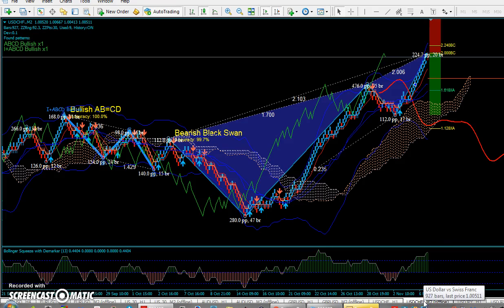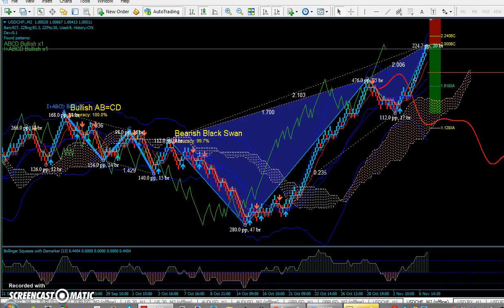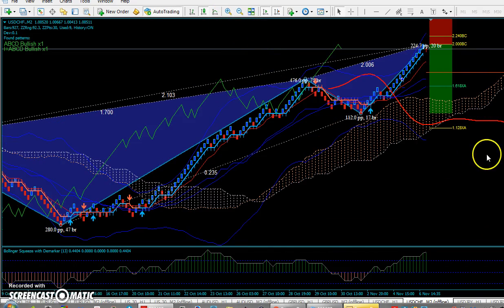Let's look at the Swissy, which is not one of my favorites. Here again, on the Swissy, and I've talked about it before, you have a swan formation, a bearish black swan formation, which is 99.7% accurate, saying that the Swissy is going to drop. But does anybody believe that the Swiss franc will ever drop? I don't know. I think it would be a dangerous thing to do.